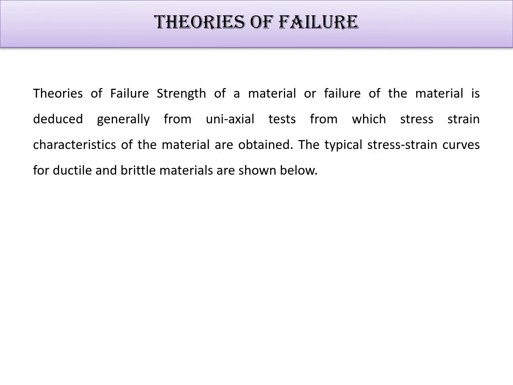Now, the theories of failure. The strength or failure of a material is generally deduced from a uniaxial test. Uniaxial means a single axis test, from which the stress-strain characteristics of a material are obtained. We all know about the UTM, the universal testing machine. In the universal testing machine, we check the tensile stress, the compression stress, all these things. So that is a uniaxial test.